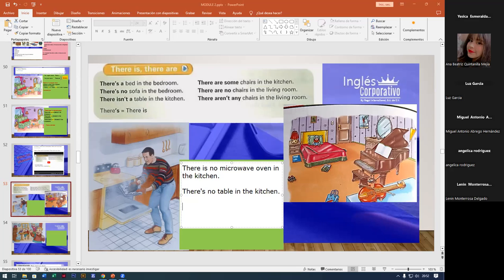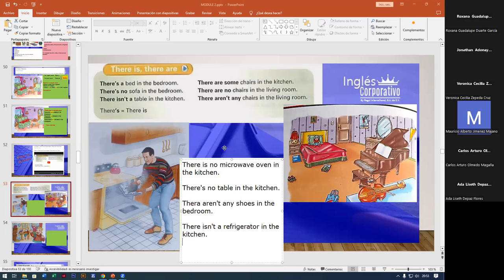There aren't any shoes in the bedroom. Ah, that's right. That's good. There aren't any shoes in the bedroom. Other sentences? Yes, tell me. What's the other sentence? There aren't... refrigeration in the kitchen. Okay, so in that case, there isn't a refrigerator in the kitchen. Yeah, that's great. There isn't a refrigerator in the kitchen. Cool. Thank you. Other sentence. Go ahead. Tell me.